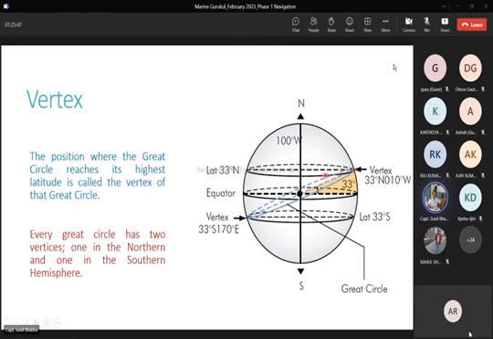Now, if you move ahead, the great circle track takes you to the southern hemisphere also, and at this particular point, you reach the maximum southerly latitude, that is 33 degrees south. This is the second vertex of this great circle. Every great circle has two vertices, one in the northern hemisphere and the other one in the southern hemisphere. So up to here clear beta?